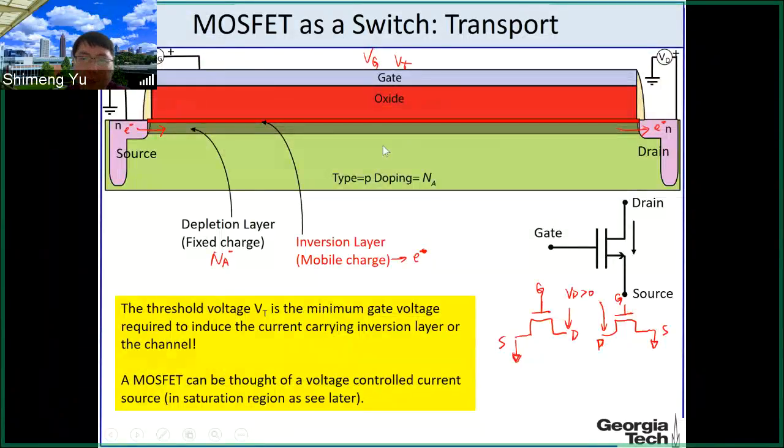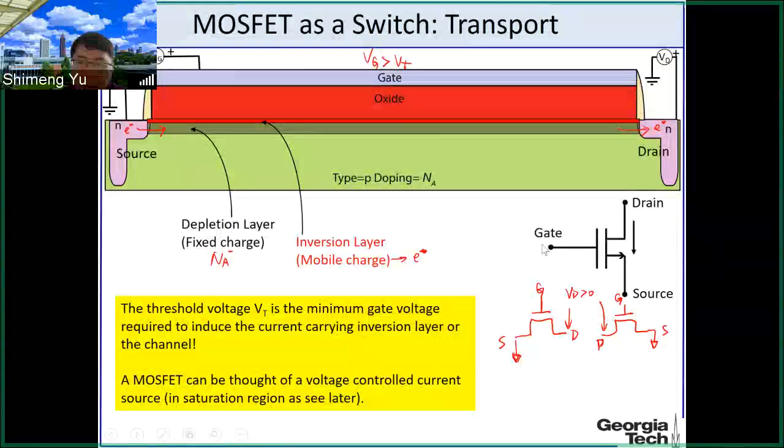So you can see that before the threshold, let's say the gate voltage is small, then you don't have the channel. Then even if you apply drain voltage, the current should be very small. So it's like the MOSFET is in the off state. But when the gate voltage is larger than the threshold, then we create this channel. And now if you apply the drain voltage, then the current can flow.